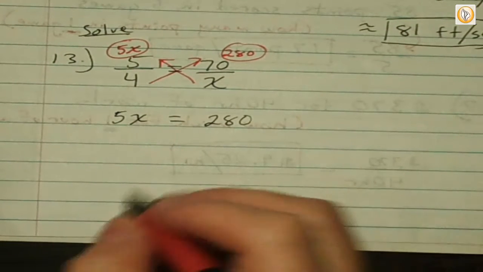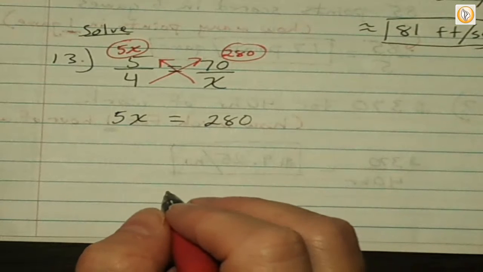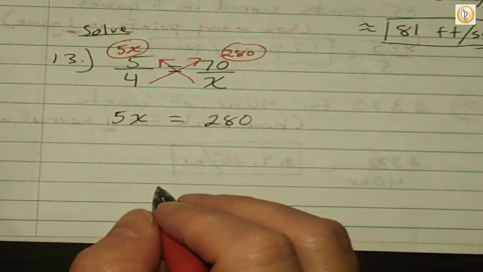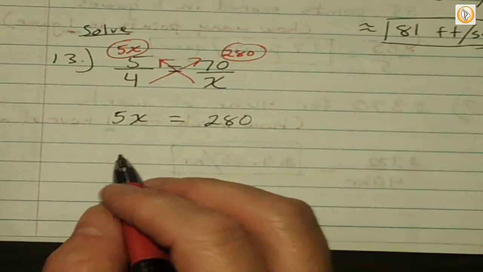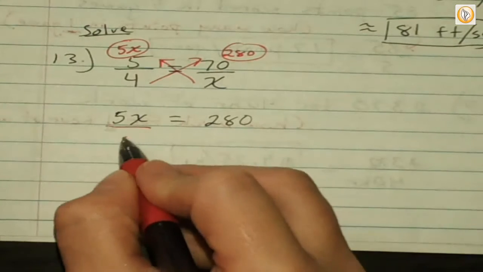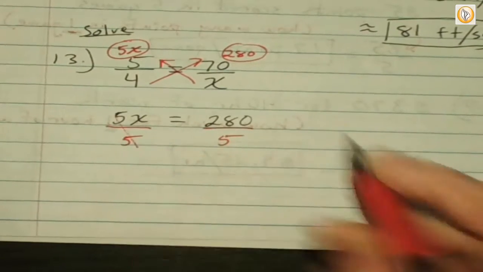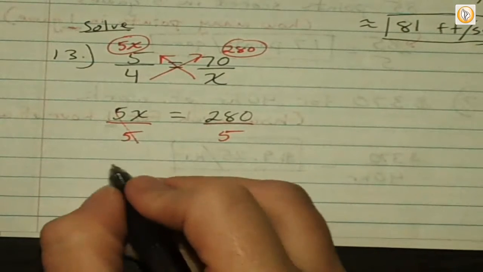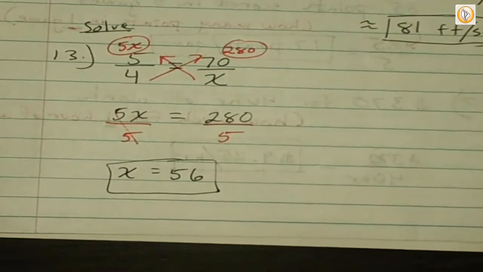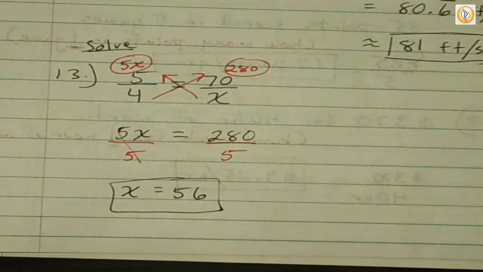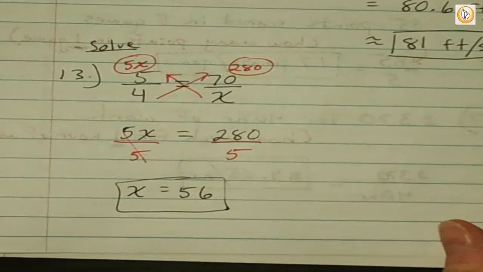Cecilia, what do I do now? Which means, how do I solve for x? Divide by 5. Dividing both sides by 5. And I get x equals 56. Sit back, look at it, see if you have questions. Anyone? Everyone have it?